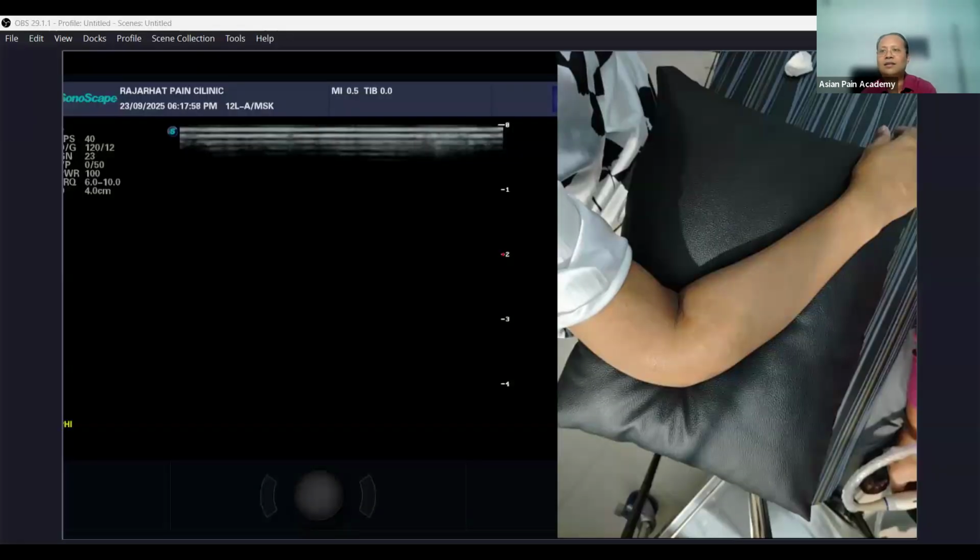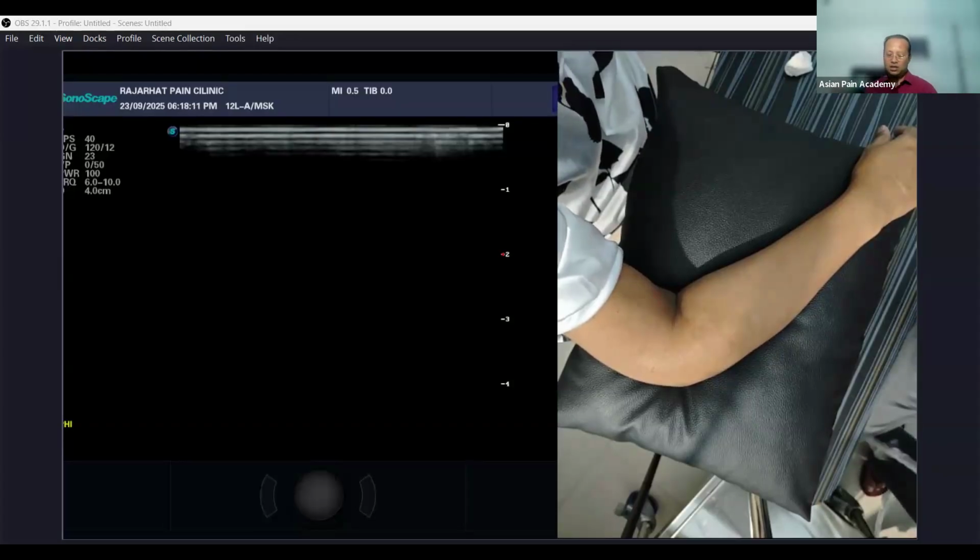Doctor, last session you didn't show us the muscles that involve in the common flexor tendon. Okay, I'll show it, no problem. Share. Okay, I think all of you can see the screen, isn't it?